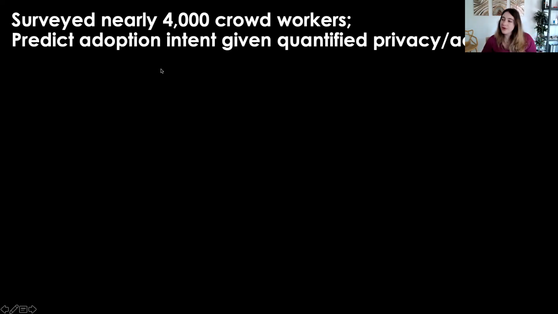Okay, so in order to answer this question, we surveyed nearly 4,000 crowd workers, and we also surveyed kind of general end users who match the demographics of the US again. We use that to validate that the crowd workers were giving similar answers, and we do find that validation. I have a link to the paper if you're curious about that piece, but we did use crowd workers just because of the scale of these experiments. Okay, so we wanted to predict adoption intent based on quantified privacy and accuracy.